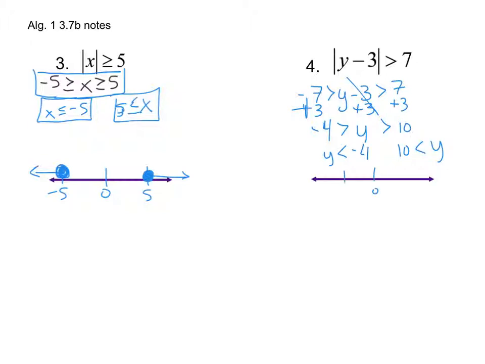I've got 0 right there, -4 right there. I've got an open circle, and y can be everything in that direction. And then 10 would be somewhere right out there with an open circle, and my variable is capable of being anything larger than 10 all the way to infinity.